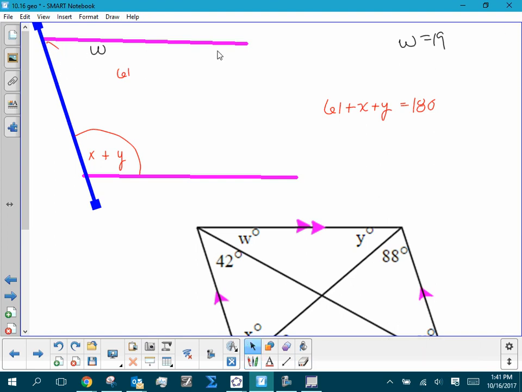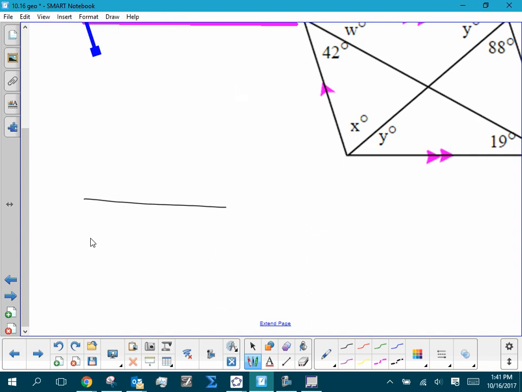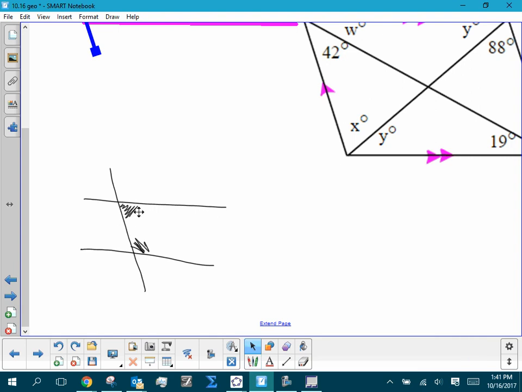Yeah. But those two angles, if we go back to our generic format for parallel lines cut by a transversal, the same side interior, that angle there and that angle there, which this one here would be the 61 and this would be the x plus y. They are same side interior, so they're supplementary.